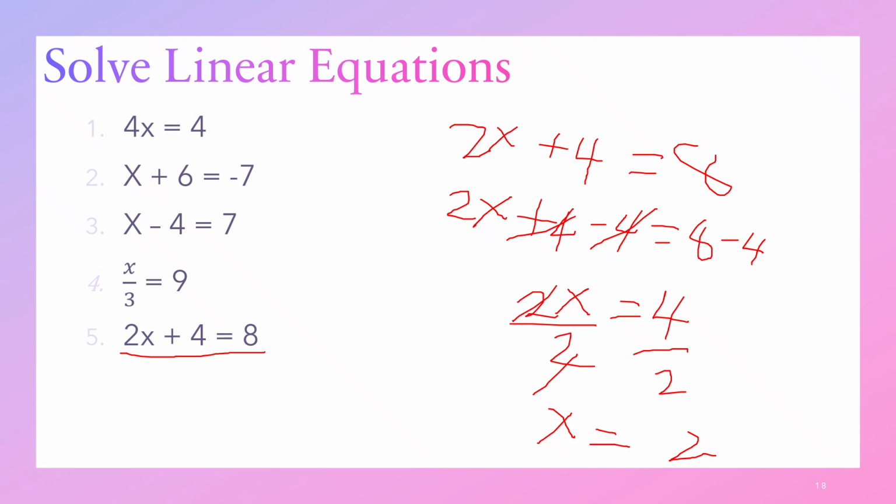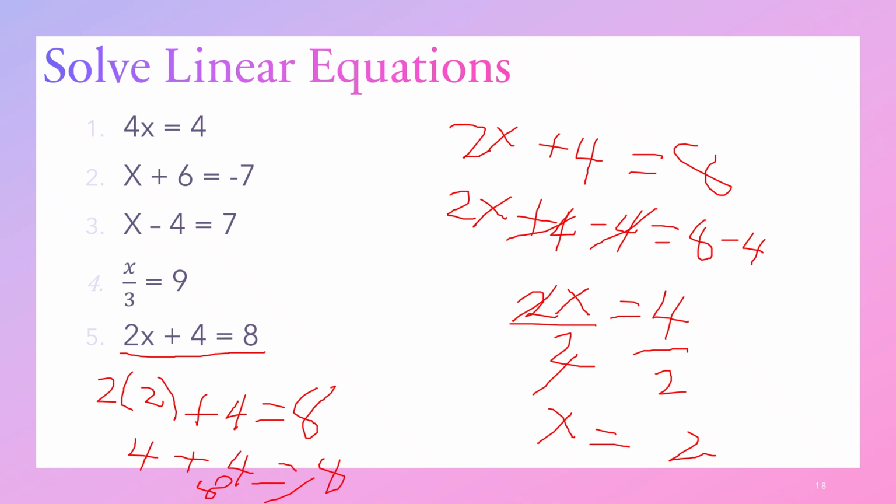Now, how do you know that your answer is correct? So 2 times 2 plus 4 equals 8. So 4 plus 4 equals 8. So 8 equals 8. All right, that's correct.